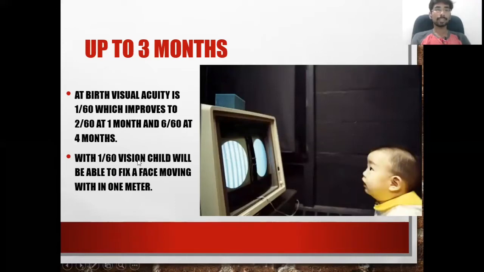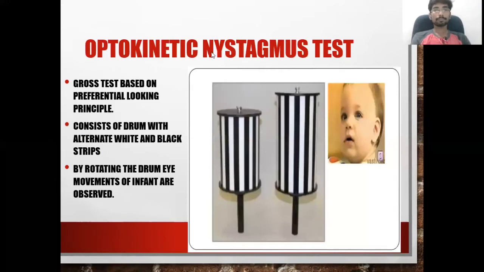With 1/60 vision, the child will be able to fix a face moving within 1 meter. So, the optokinetic nystagmus test. It is a gross test based on the preferential looking principle. It consists of a drum with alternate white and black stripes. By rotating the drum, the eye movements of the infants are observed. So, this drum contains black and white stripes. By rotating the drum, the baby's eye movements are checked. This is the optokinetic nystagmus test.